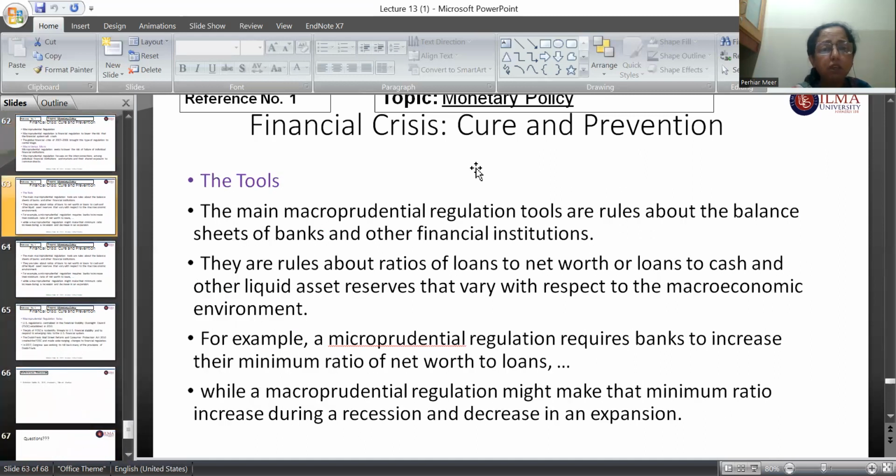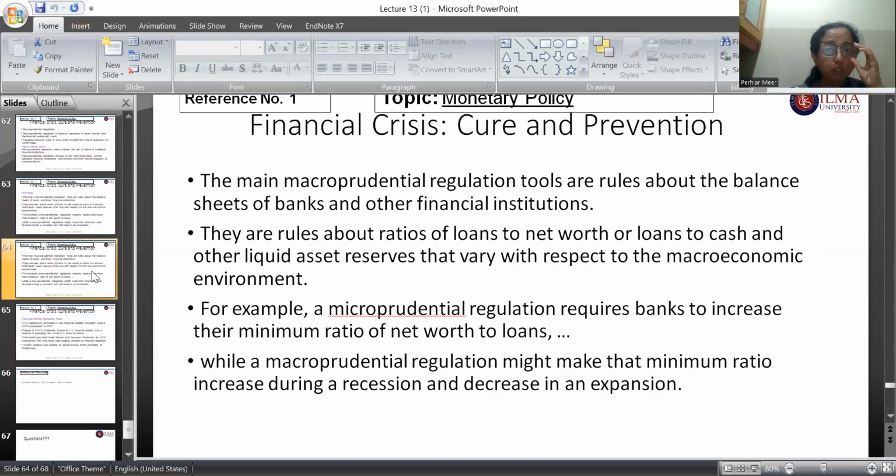The tools. The main macroprudential regulation tools are rules about the balance sheet of banks and other financial institutions. They are rules about ratios of loans to net worth or loans to cash and other liquid asset reserves that vary with respect to the macroeconomic environment. For example, a microprudential regulation requires banks to maintain a minimum ratio of net worth to loans, while a macroprudential regulation might make that minimum ratio increase during a recession and decrease in an expansion.